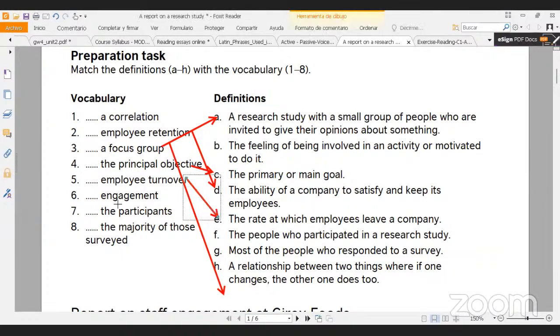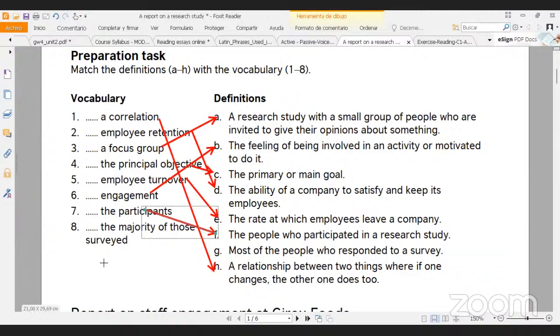Okay. Engagement. Camila? Engagement. The feeling of being involved in an activity or motivated to do it. Yes, that would be B, right? Number 7, Audrey? F, teacher. Participants, the people who participate. Okay. And of course, the last one, the majority of those surveyed, most of the people who responded to a survey, yes, of course. Okay.